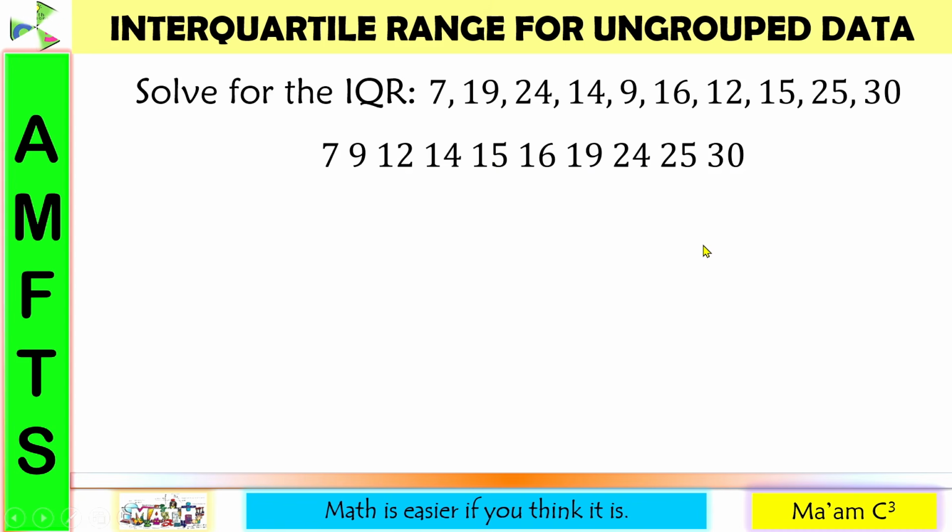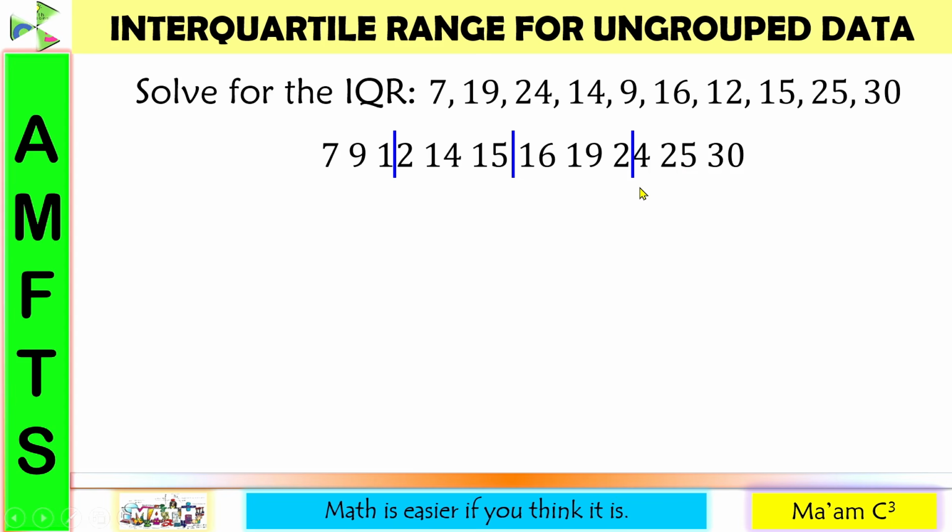This time, we have an even number, 10. So the median is the middlemost value, and that would be in between 15 and 16. For the first quartile, since we have 1, 2, 3, 4, 5, the middlemost value of 5 values is 12. For the third quartile, we have 1, 2, 3, 4, 5. So the value is 24.